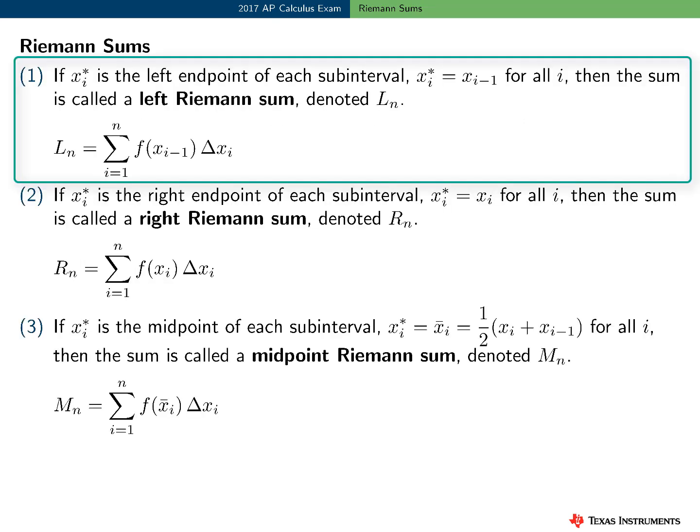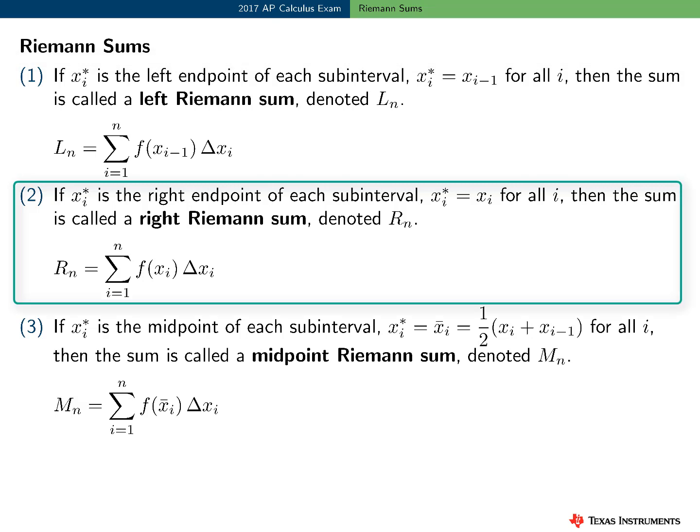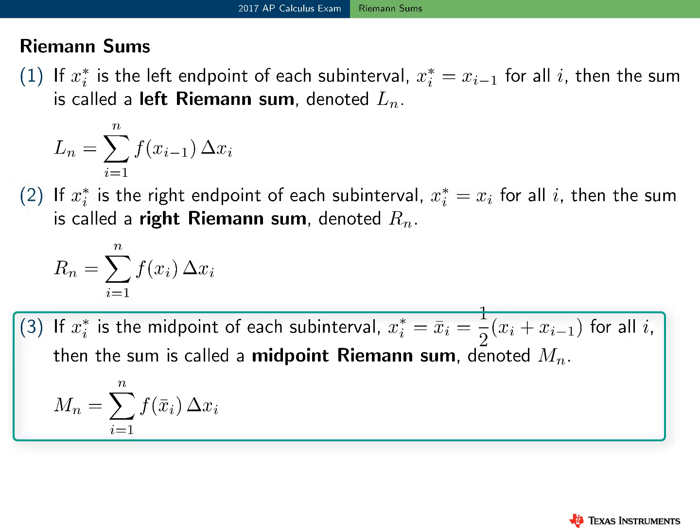If x sub i star is the left endpoint of each subinterval, then the sum is a left Riemann sum, usually denoted L sub n. If x sub i star is the right endpoint of each subinterval, then the sum is a right Riemann sum, R sub n. And if x sub i star is the midpoint of each subinterval, often denoted x sub i bar, then the sum is called a midpoint Riemann sum.